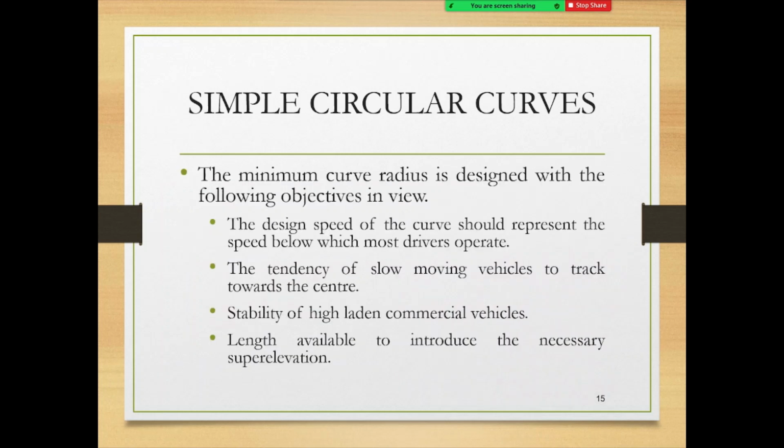Then the minimum curve radius is designed with the following objectives in view. The design speed of the curve should represent the speed below which most drivers operate. Say if you are going to design a curve for 70 km/h, now most drivers should operate below that speed.